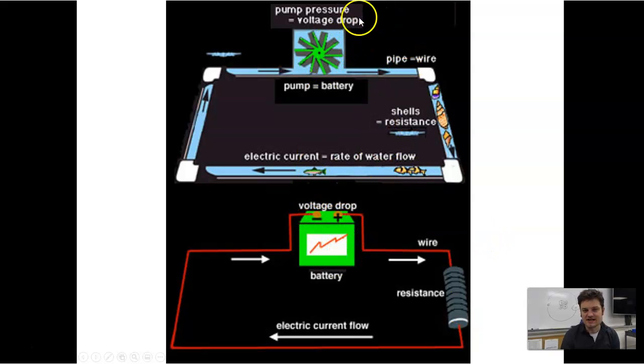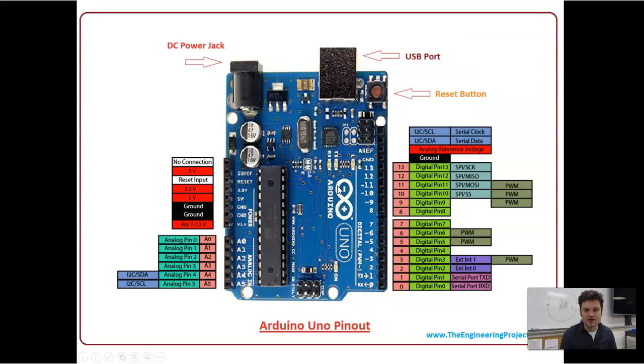Our voltage is kind of like the pump in a water system. It's going to provide some sort of pressure, some sort of potential difference. If we have shells in the pipe or anything that's slowing the rate of flow through it, that's the same thing as having a resistor or a light bulb or a motor in there. It's going to slow down the ability of that current to move through. And the electric current flow is the same as the rate of water flow as we go through there. Alrighty, let's get back to our Arduino itself.